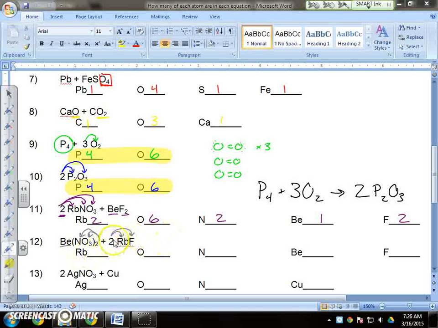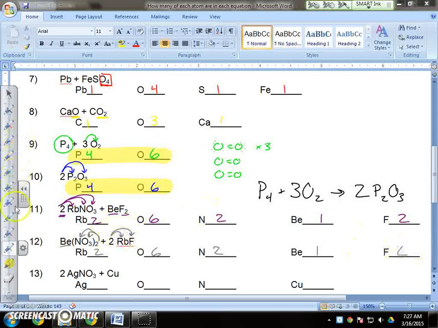For the Rb, I've got 2 as a coefficient for the Rb, so I've got 2 of those. Oxygen, I have 2 O3s, which gives me 2 times 3 is 6. For nitrogens, I've got 2 times 1, gives me 2. Be, there's nothing in front of and no subscript relates to it, so there's 1 Be. And again, F has a coefficient of 2 in front of it.